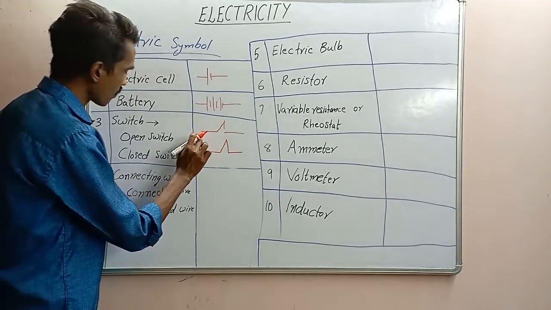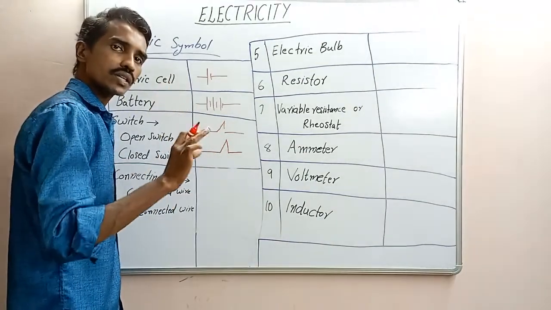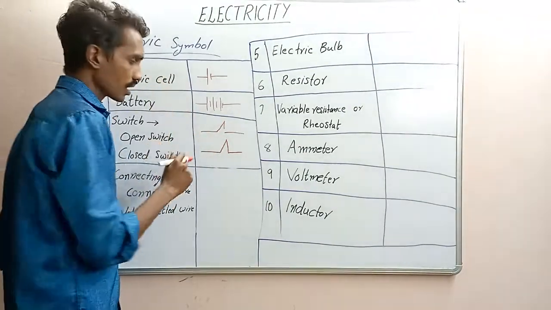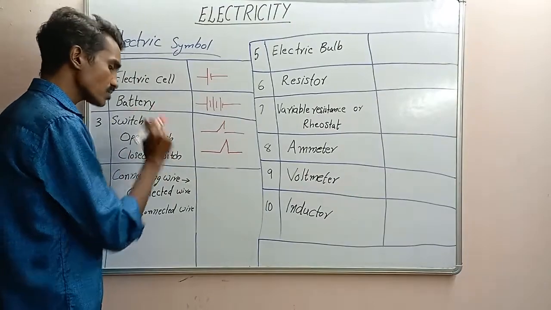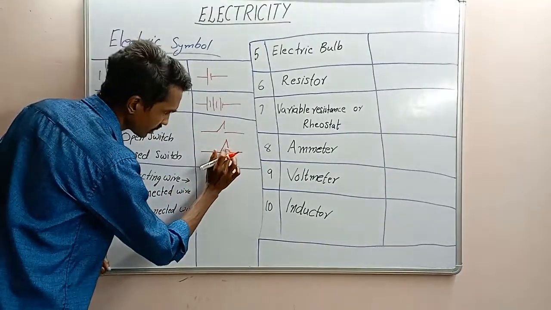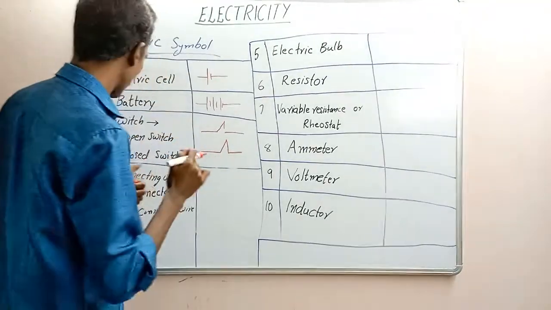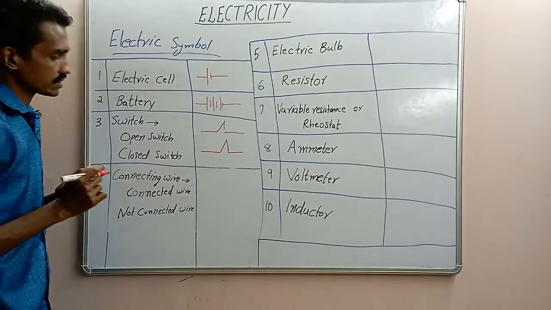In the case of an open switch, the circuit is off. And in the case of a closed switch, the circuit is on, which means the terminal is connected. The circuit is closed.